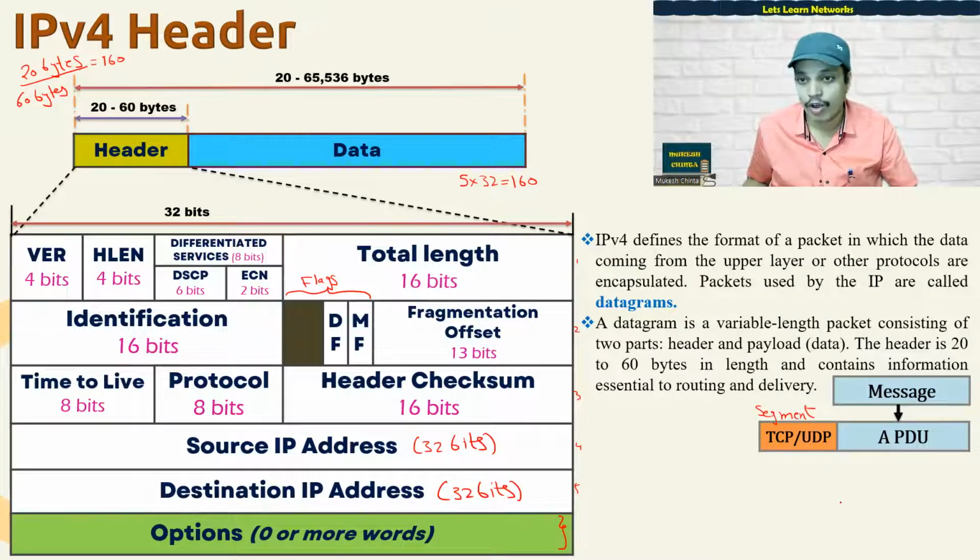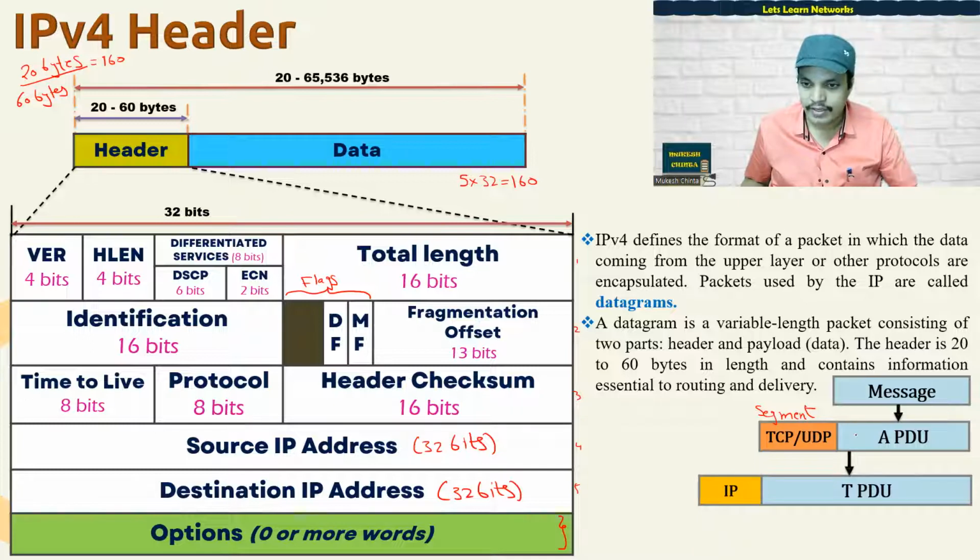This segment is now forwarded to the network layer. After accepting this, I will consider it as the transport layer's protocol data unit, so I call it a TPDU. IP will accept this TPDU and add this particular header to it. This is the IP header that we are just discussing. After adding this and after encapsulation, we call it a packet.